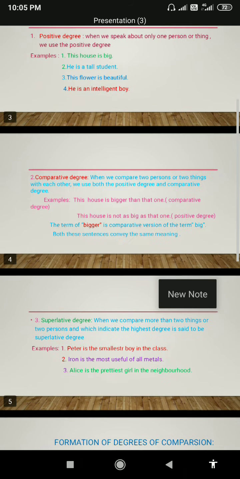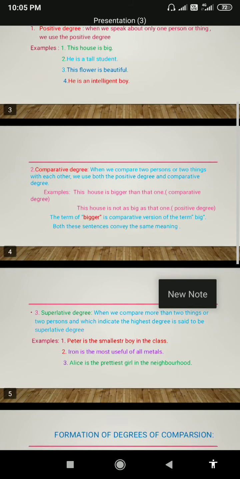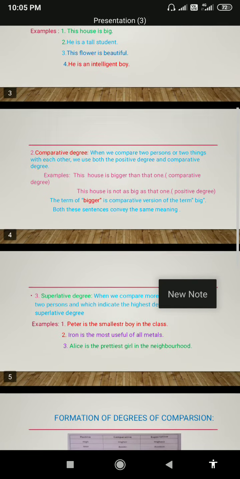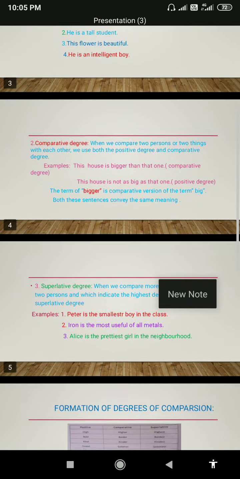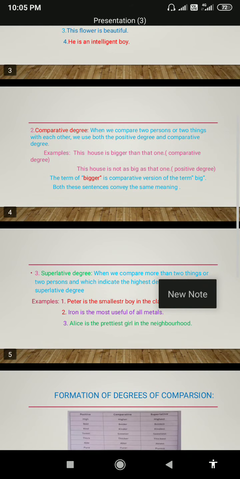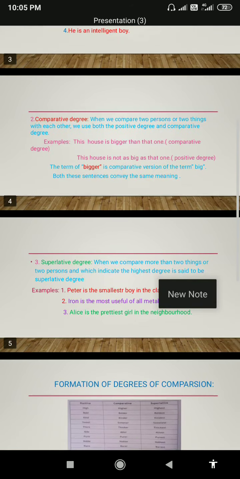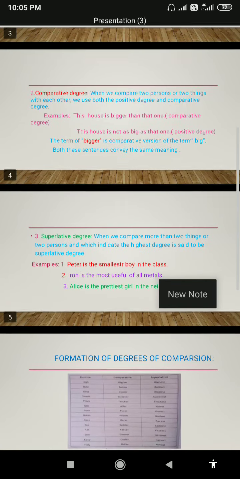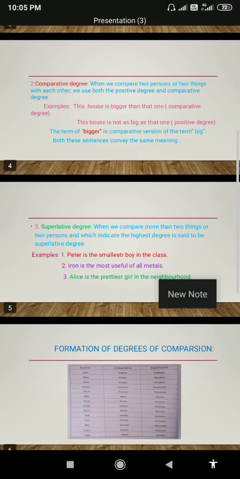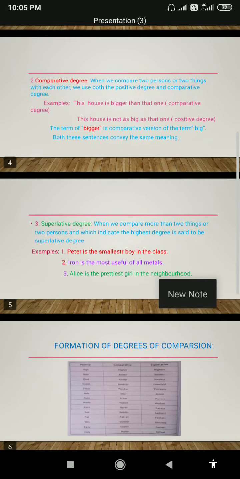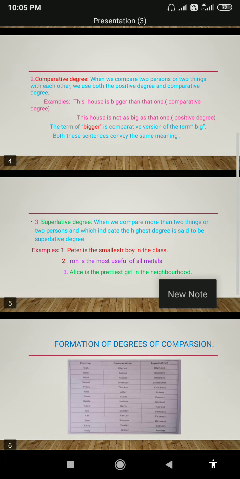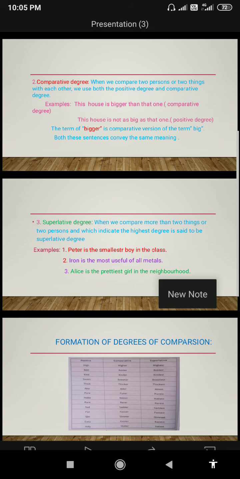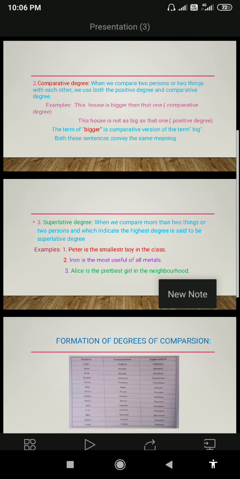Okay, so with the help of these four examples, you would have learned how adjectives are used in positive degree. Then have a glance over slide 4. It's related to comparative degree. So what do you mean by comparative degree? Whenever we compare a person to another person, a place to another place, a thing to another thing.